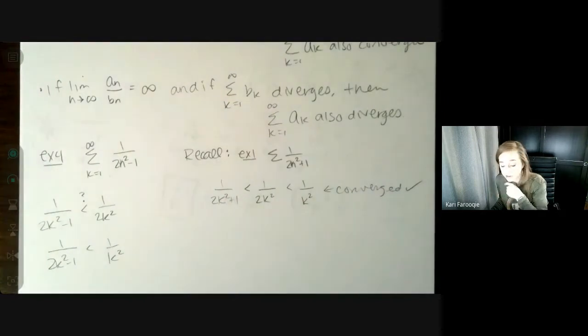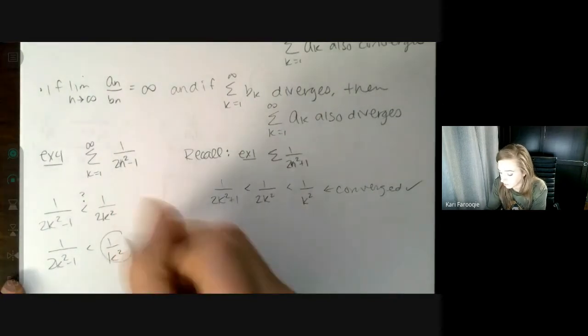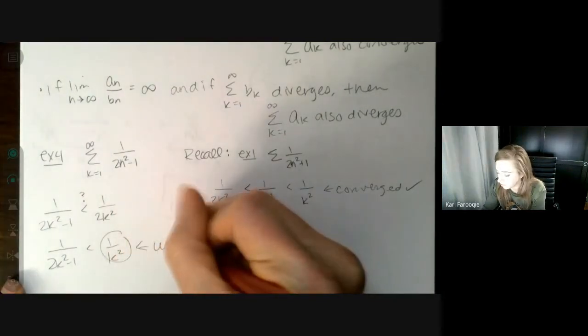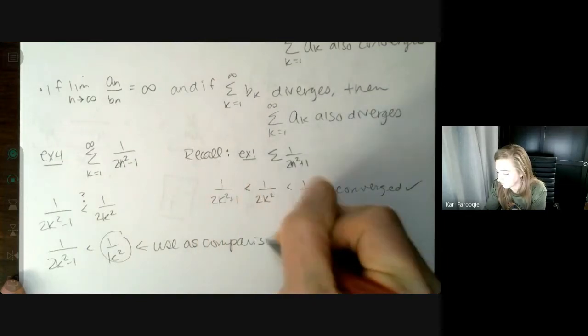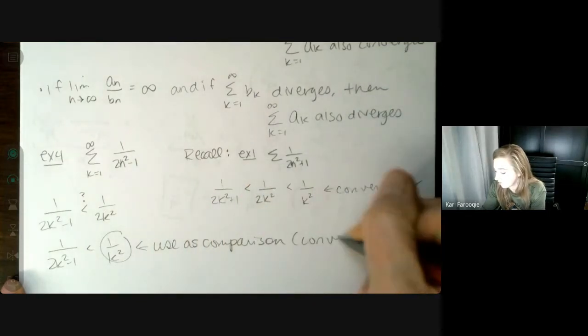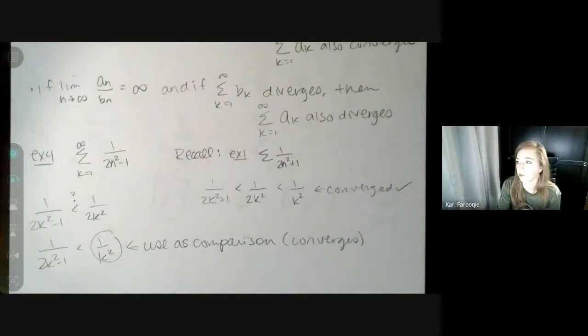The fastest thing to do here would be to use the limit comparison test with this series. So we're going to use this as a comparison series. And we know that this converges, but instead of using direct comparison, we'll use limit comparison.